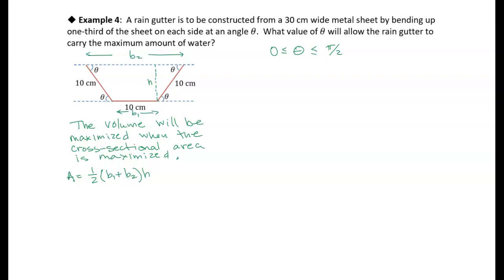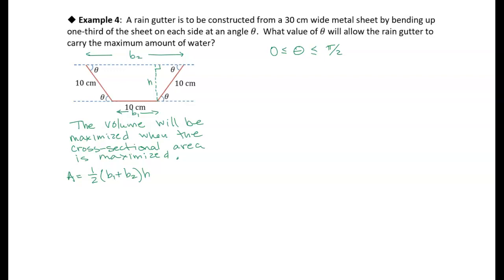Okay, so we need to find expressions for the bases and the height in terms of an angle. And you can see already here, I've got a nice right triangle. If I'm bending this thing up at an angle, this angle here, and because I drew some parallel lines here, these are alternate interior angles between two parallel lines and a transversal. So if we bend it up at an angle of theta, then this other angle is theta as well.